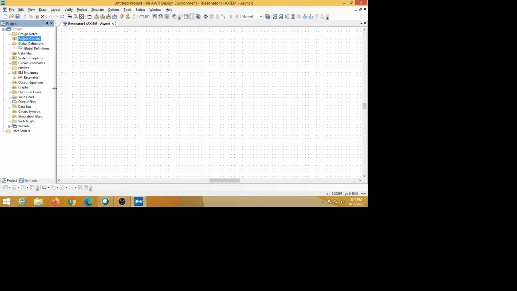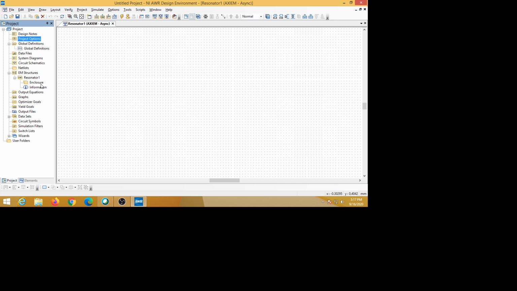So, materials we have to do here. See here, EM structure. Under that we created a resonator. Okay, the resonator we are doing, there is a plus sign, you click over that, you will get a drop down like this. Here in resonator 1 there is an enclosure, you should click over the enclosure.